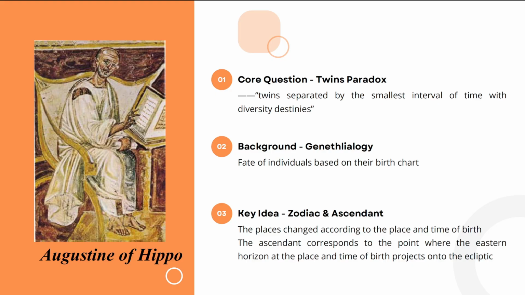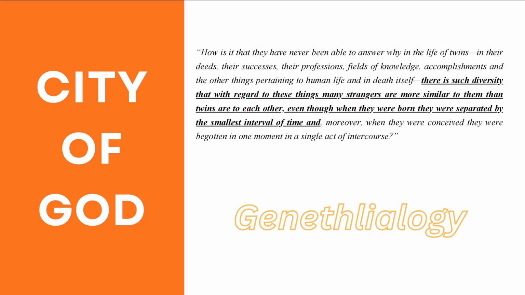I will explain how a small gap between twins can still lead to different fates by focusing on two key concepts, the zodiac and the ascendant. He believes that, according to astrology, if the time of birth was accurate, the fate of the twins should be almost the same. However, this is not what we observe. Therefore, he concluded that astrology must be wrong.